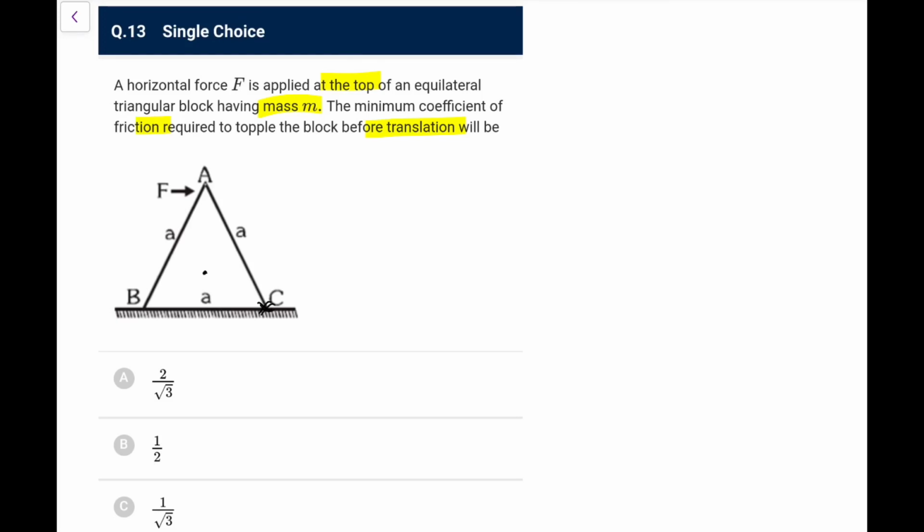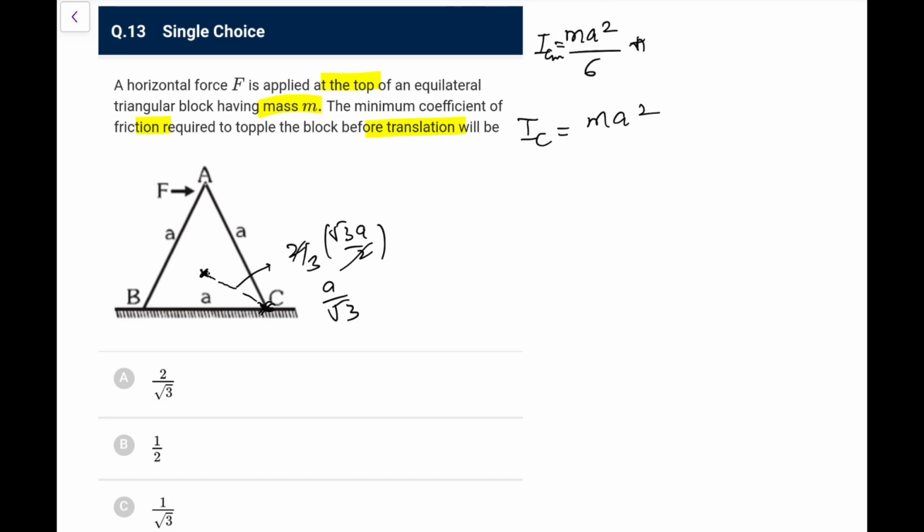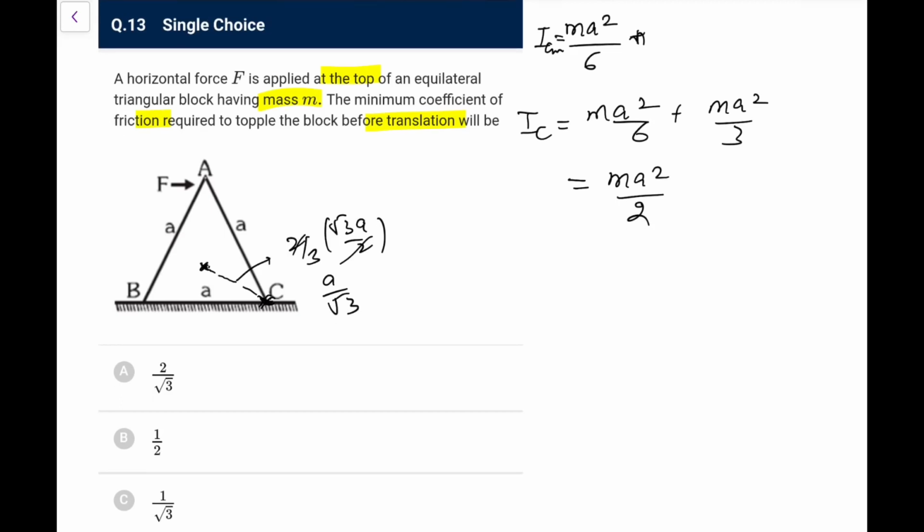So I know about the centroid, the moment of inertia of this plate is m a square by 6, we have done it many times, and this shift length you know is 2 by 3 of root 3 a by 2, so it comes out as a by root 3. So I about this point would be m a square by 6 plus m a square by 3, which comes out as m a square by 2. Now when it is about to topple, the normal will act from this point, so normal and friction will produce no torque, so torque will be only of F. So F into this length root 3 a by 2 in the limiting case would be equal to mg into a by 2.